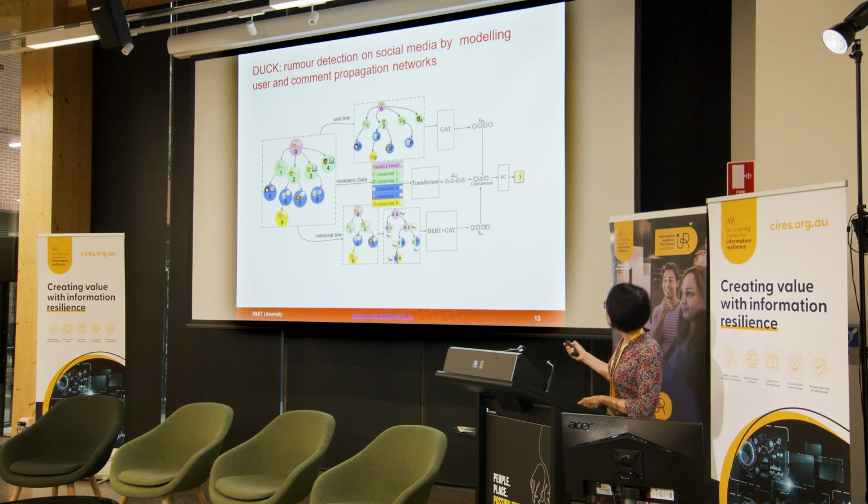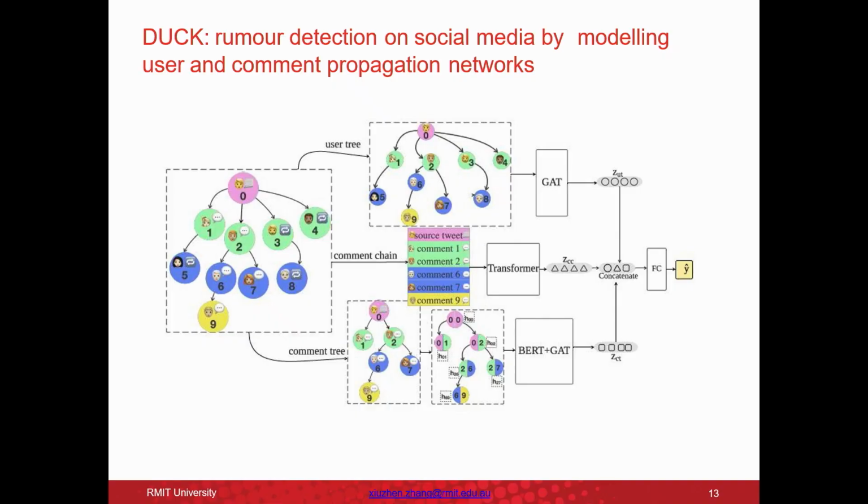And from here, all of these are combined. This is a graph attention network, and this is a transformer network, combining BERT, which is a transformer architecture for modeling the sequence of tokens, together with a graph attention network.